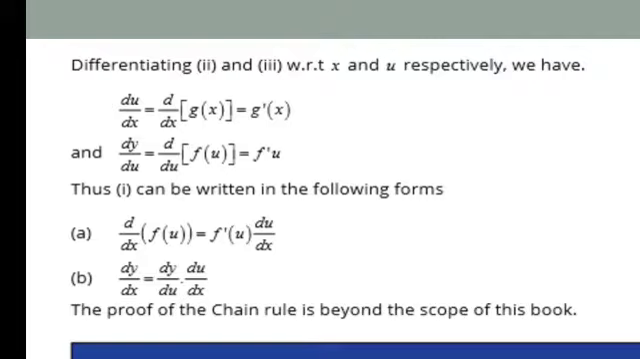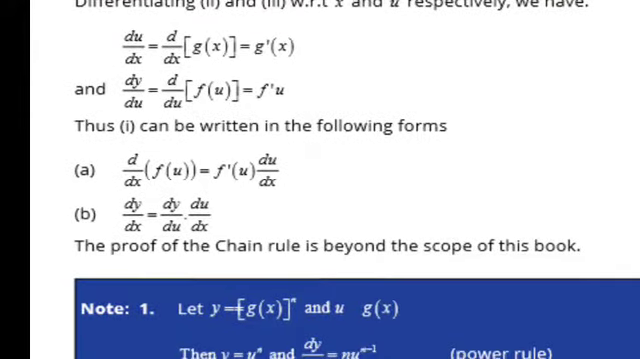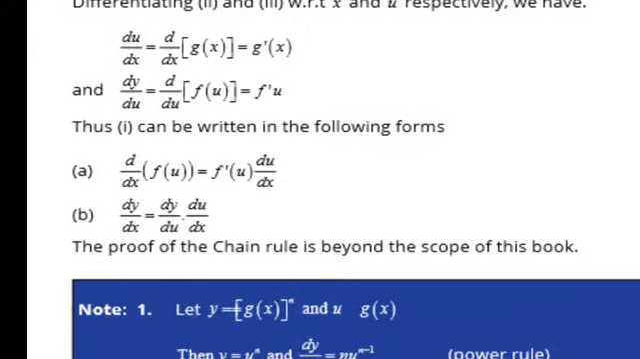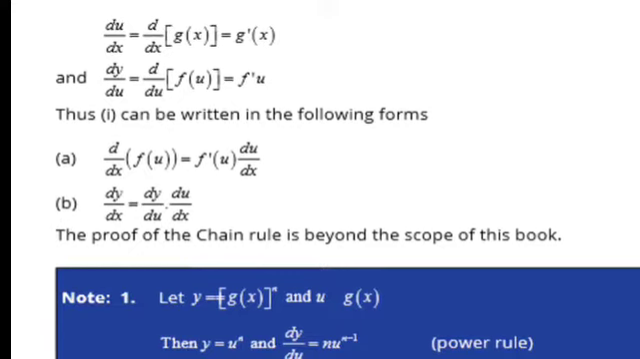Thus it can be written in the following form: d by dx of f of u, we put the value of y, and then the derivative f dash of u, and then the derivative of the base du by dx. So dy over dx is equal to dy by du times du by dx, which is f dash of u times du by dx.